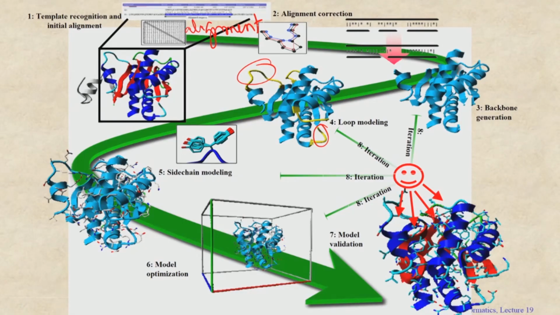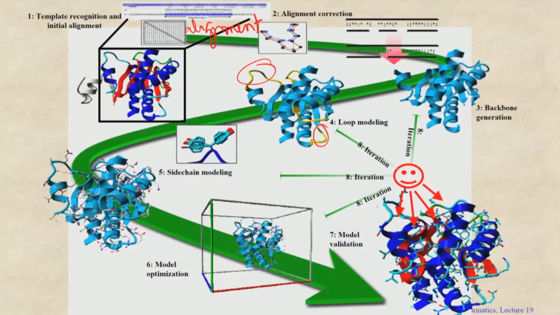If you are happy with the model and it satisfies the requirements, then it is fine. If not, you have to iterate again and again with the different steps. We change the loops, or change the template, or change the side chain, right, and finally see whether the model is valid or not. First we need to take the template. How to get the templates?